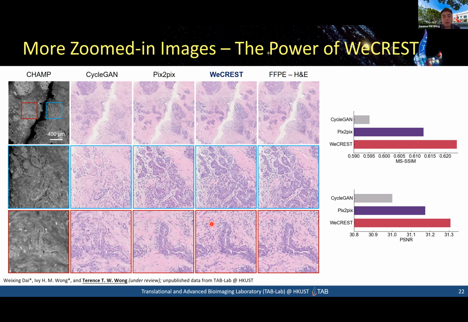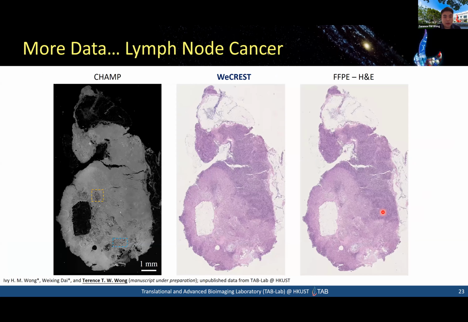So really showing the powerfulness of request. That's a qualitative measure, and we also have some quantitative measures like SSIM or peak signal-to-noise ratio, PSNR. So qualitatively and quantitatively, this is also showing the best performance throughout. All right, so after knowing that, wow, it's really doing well.